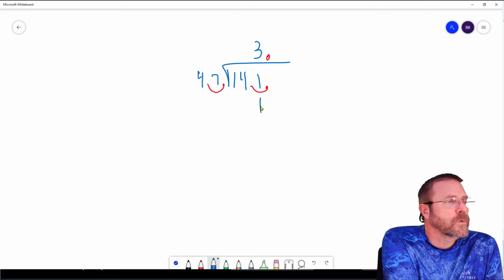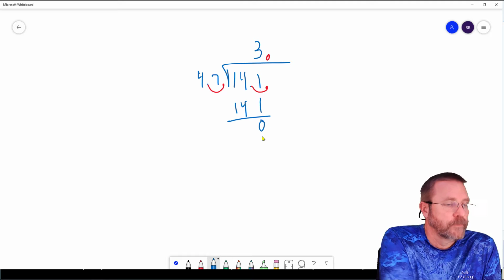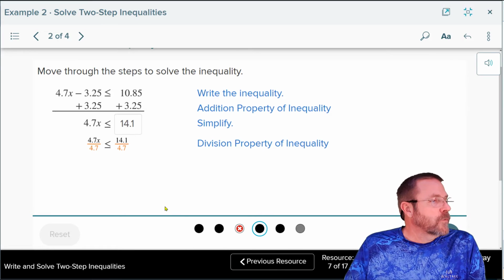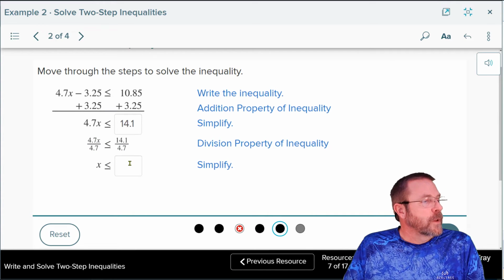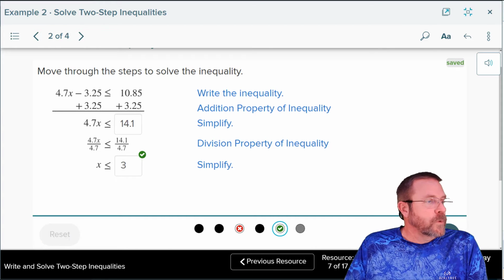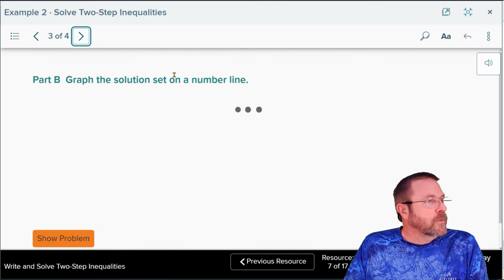3 times 7 is 21. 3 times 4 is 12, plus 2 is 14. And therefore, the 3 it is. So I can come back over here now. The 4.7 on the left is divided out, leaving x is less than or equal to 3. And that answer checks. From here, of course, we still need to graph it.